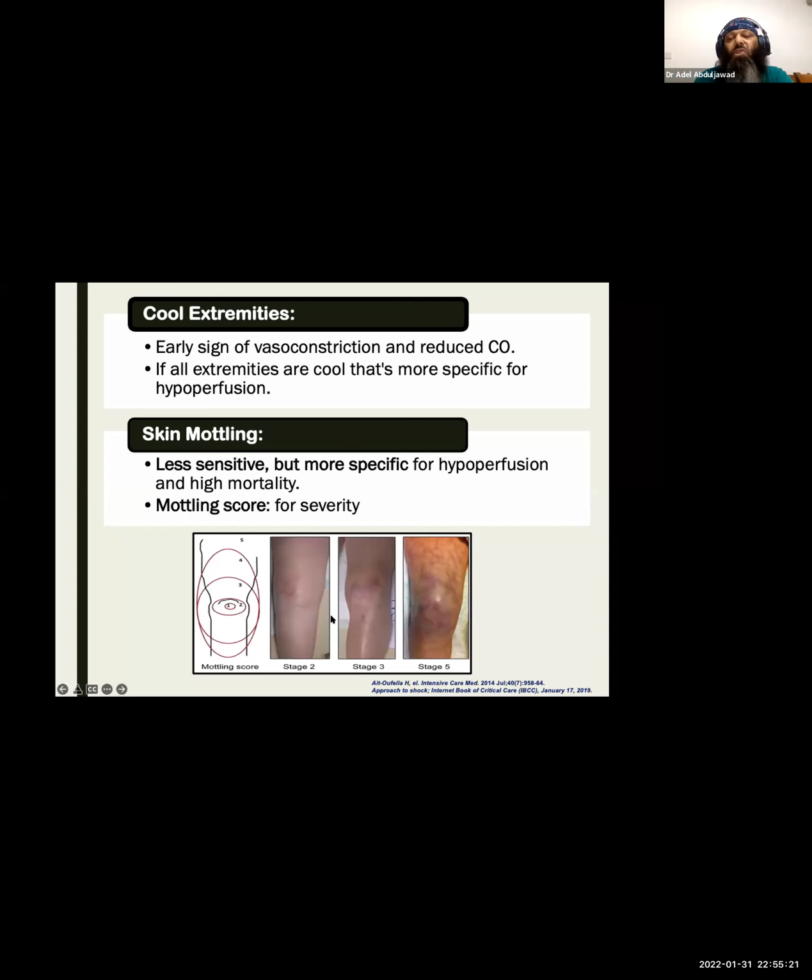In this diagram, if the mottling is confined to around the knee, because this is a large area where you can see the mottling, a small spot around the knee is grade one. Wider, but still limited to the knee, is score two. Three is above the knee, four goes to the mid-thigh or higher, and five goes up to the groin. So this picture shows that the severity of mottling increases with the hypoperfusion. I should not wait until I have score five. I should preemptively intervene when I have stage one or stage two.